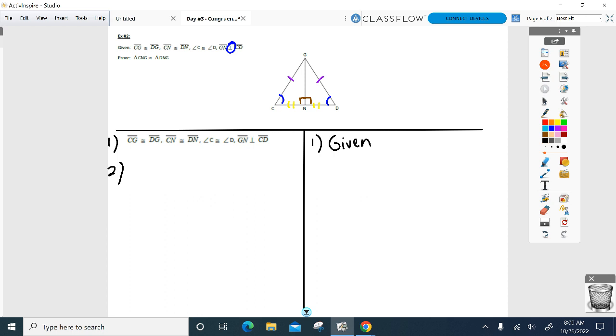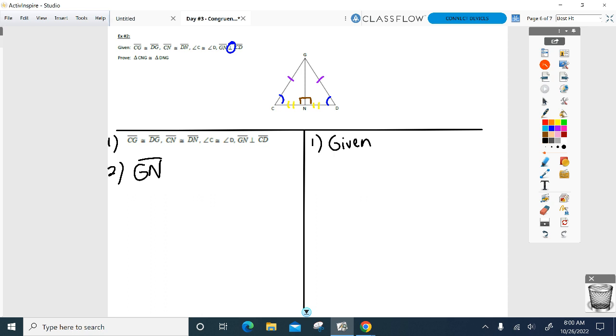But let's take triangle CNG. What's the only side we haven't mentioned? We haven't mentioned side what yet? We have these two right now, but the only side I didn't mention in this triangle was what? Side GN. And in the other triangle, GND, what's the only side I haven't mentioned? Look at your givens. What's the only side that wasn't mentioned congruent in this triangle?